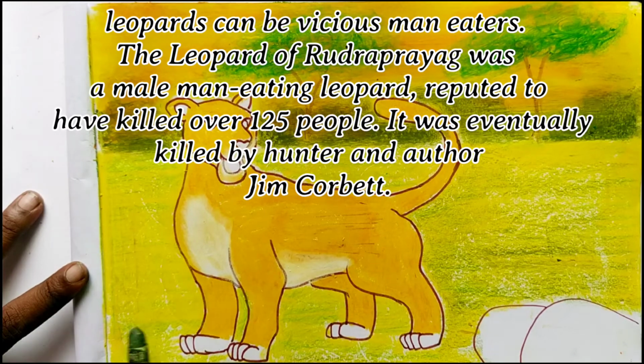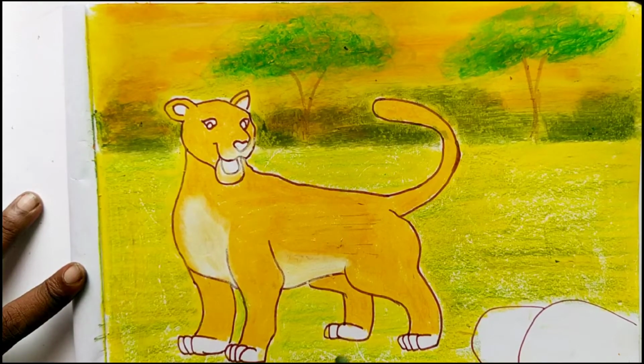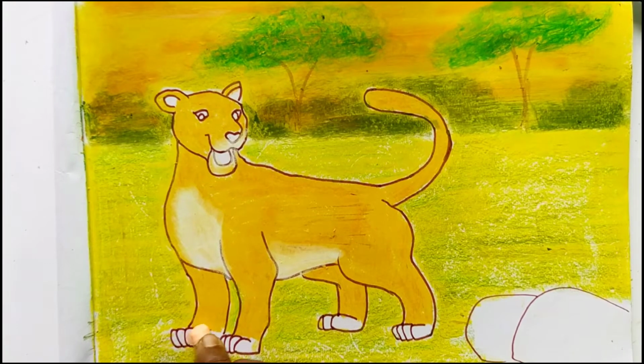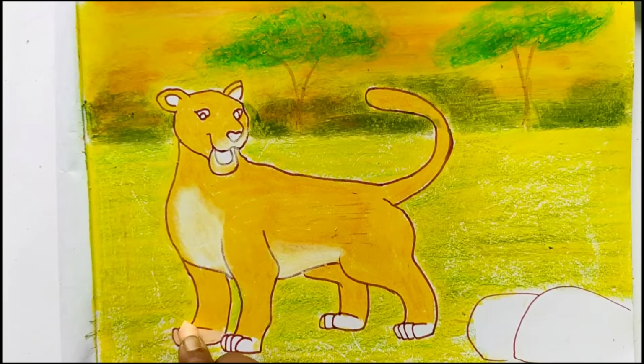Leopards can be vicious man-eaters. The leopard of Rudraprayag was a male man-eating leopard, reputed to have killed over 125 people. It was eventually killed by hunter and author Jim Corbett.